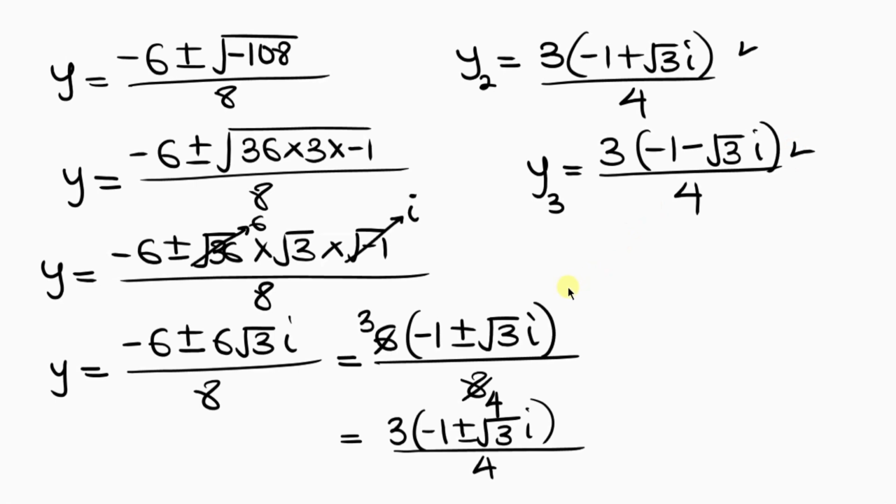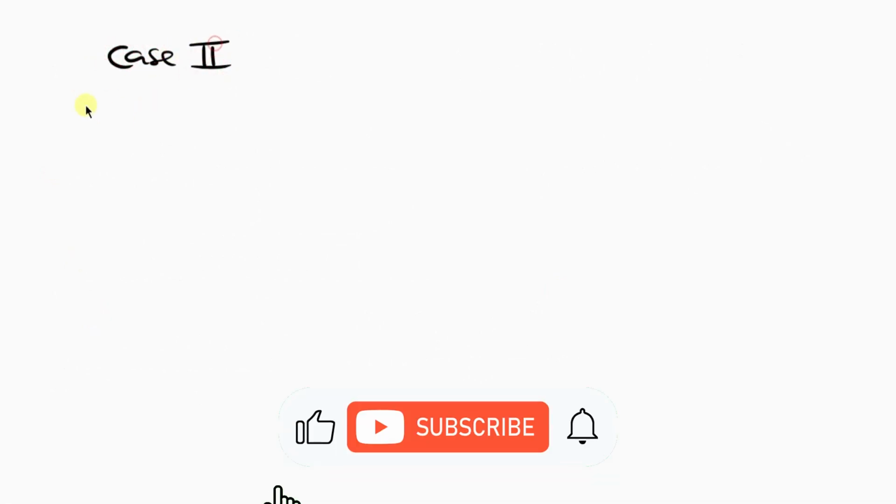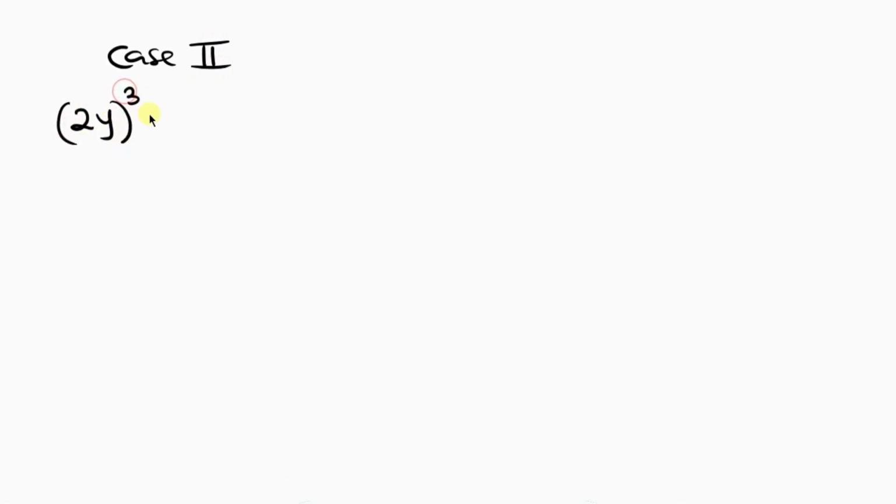Now let's move on to our case 2. So our case 2, we have 2y all raised to the power of 3 plus 3 to the 3 equal to 0. Very good. Now notice that we have an expression of sum of two cubes.